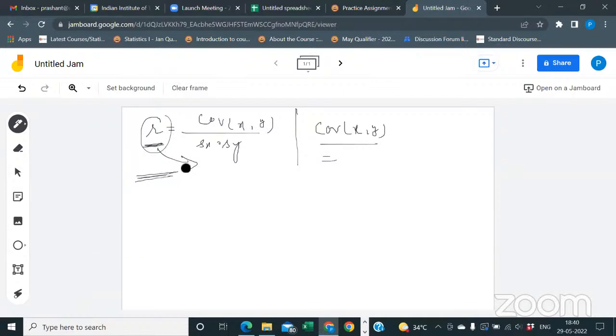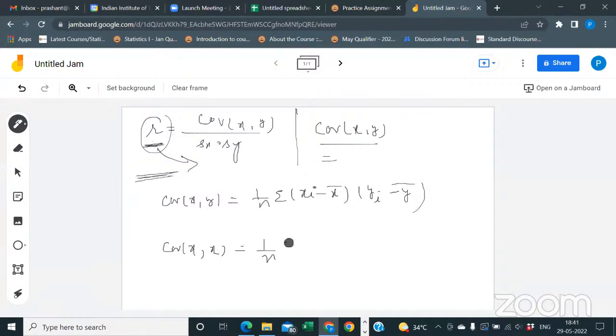See, covariance, if you see, is what? 1 upon n summation of (xi minus x bar) times (yi minus y bar). If you put the value of y as x, then you will get 1 by n summation of (xi minus x bar) times (xi minus x bar). That means 1 by n summation of (xi minus x bar) squared, which is the same as the variance of x.